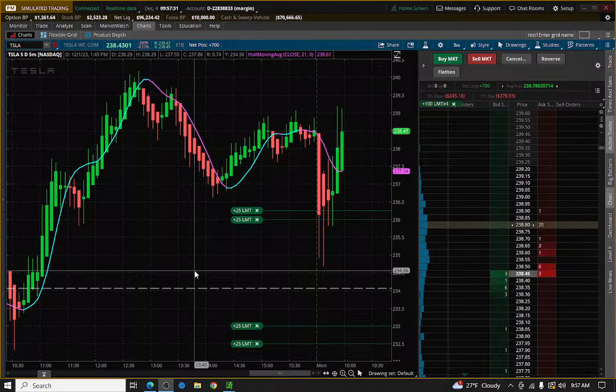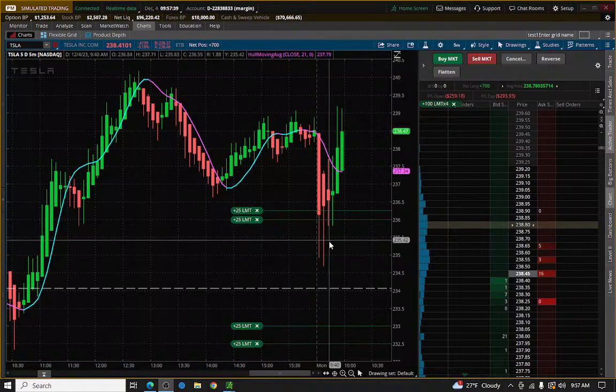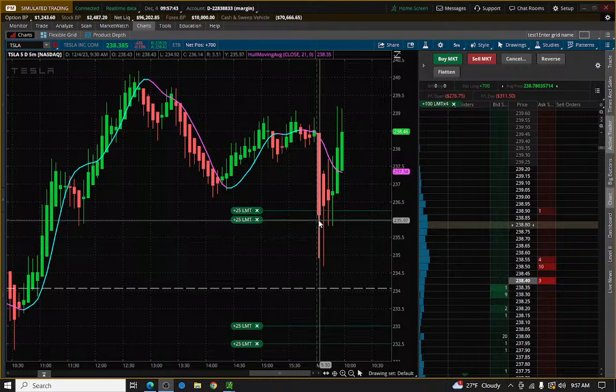Okay, so liquidity grab. I'm going to show you what a liquidity grab is here in a little bit. You see Grandpa's mouse moving around. I'm getting close to where there's a liquidity grab.